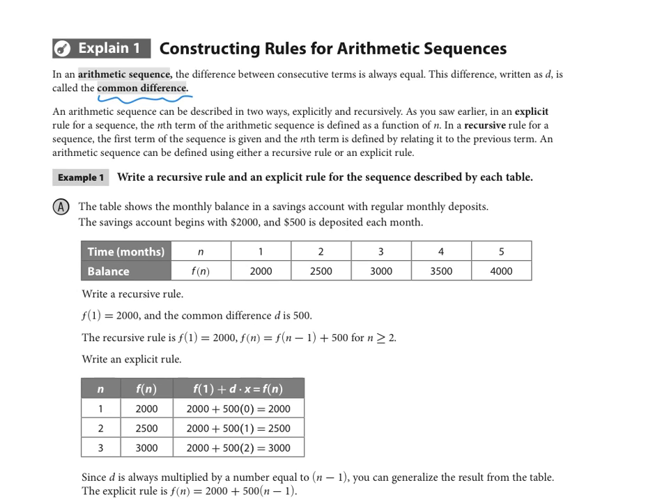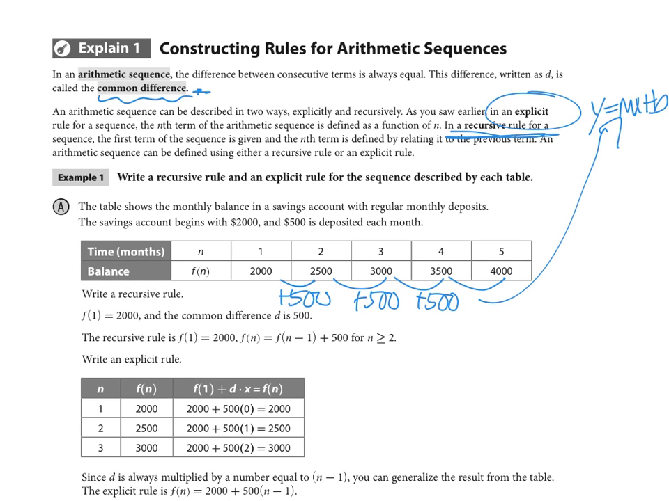But we can also do a recursive rule. So we've already done the explicit, which is y equals mx plus b. Recursive, again, is always based on the previous term value. So here's how you do a recursive. Very, very easy. Look at the pattern. What is happening here every time? They're going up by 500. That is referred to as the common difference, or we think of it as our slope.